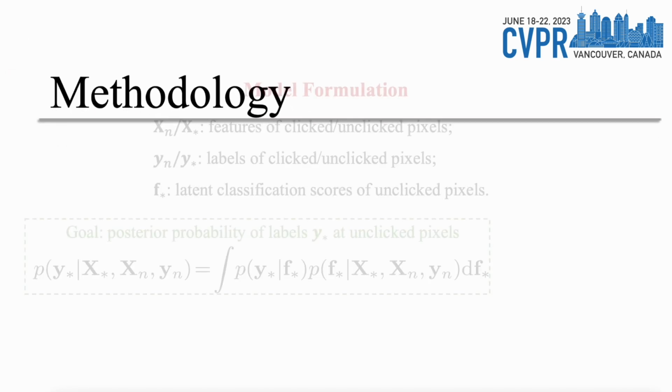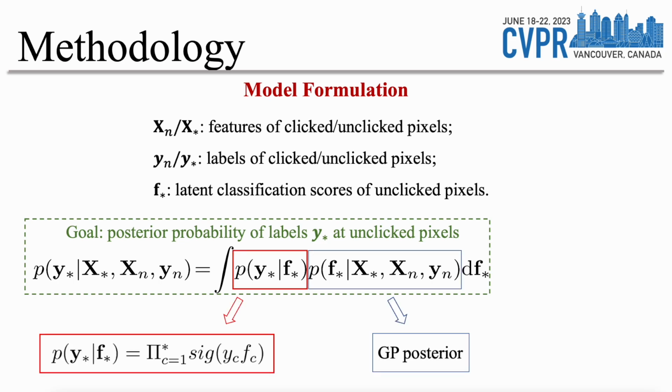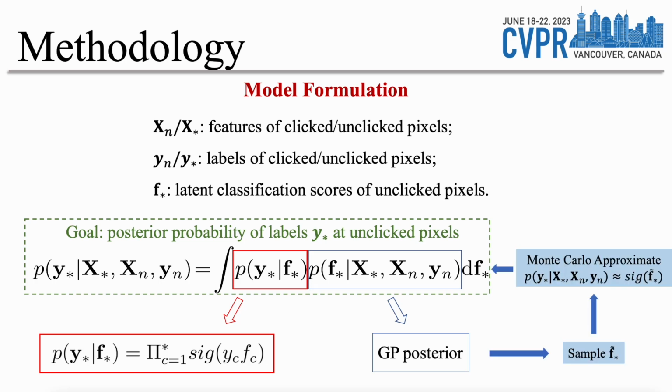Next, we present our methodology. Given the notations, we aim to obtain the posterior probability of labels at unclicked pixels. The right part of the integrand is the GP posterior. Once we get a sample from it, we can estimate the target probability with the Monte Carlo method. So, how to efficiently sample from the GP posterior becomes the key step.